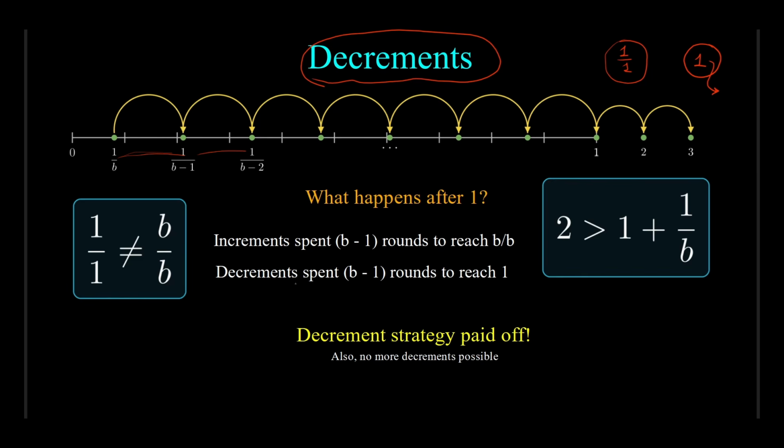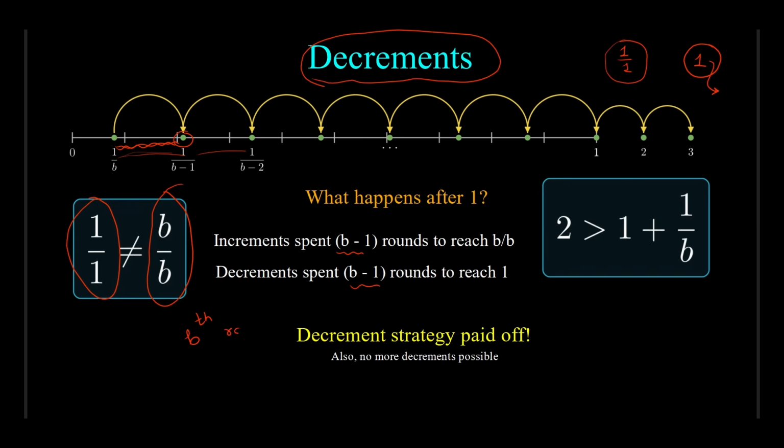Okay, so we have spent b minus 1 rounds to reach 1, right? And notice that all of these were not optimal, right? Because every time we made a transition, we could have instead done an increment and then gotten a better intermediate fraction. But let's compare what happens after b minus 1 rounds. So the decrement strategy has reached 1 upon 1 and the increment strategy has reached b upon b. Now what happens at the bth round?